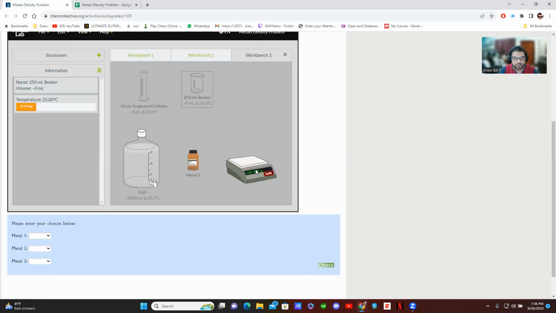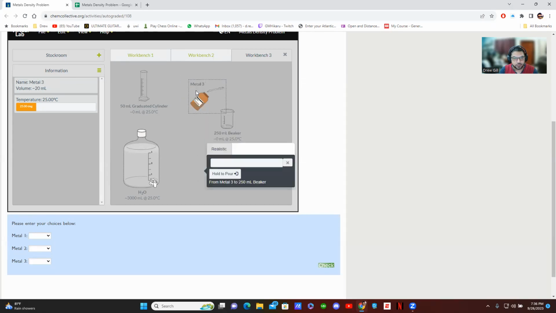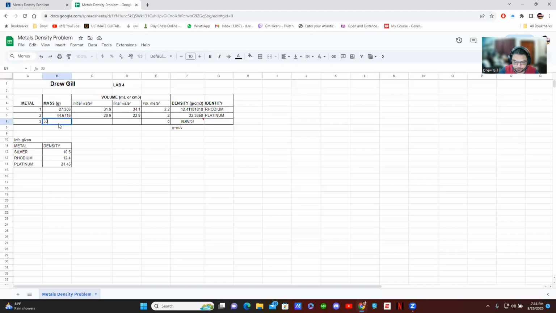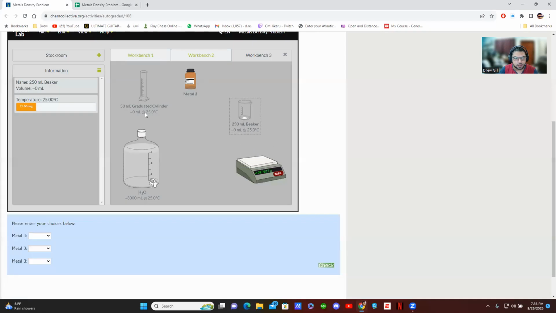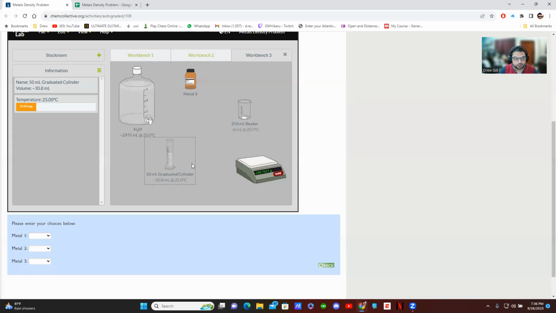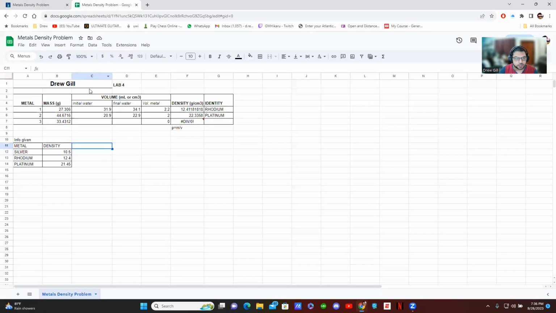At workbench 3, I've already tared my beaker, so I'll add metal number 3 to my beaker. And now weight 33.4312. And add water to my graduated cylinder, which is at 30.8.